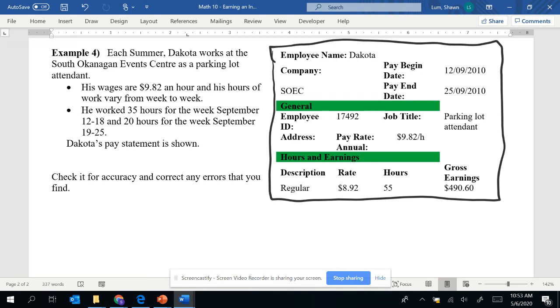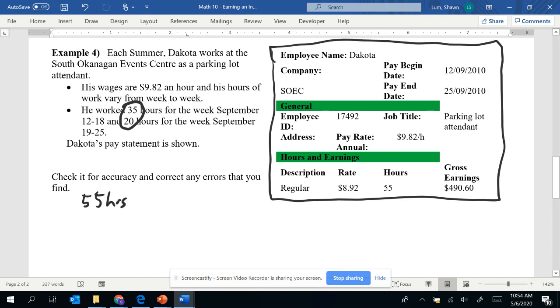Okay, so the first thing you should do when you have a pay statement is check your own pay statement to see if it's correct or not. So if I'm looking at my pay statement, this is how I would be checking it. The first thing I would do is take a look at my pay statement and go, okay, 35 hours and 20 hours. So I worked a total of 55 hours.